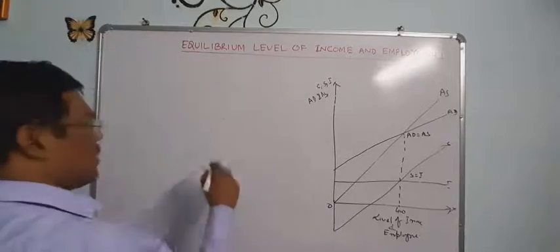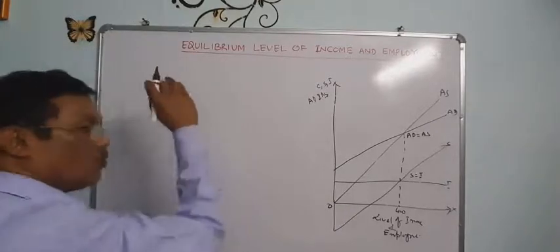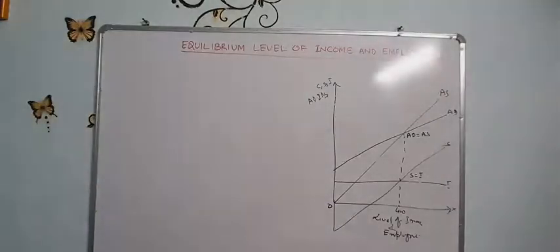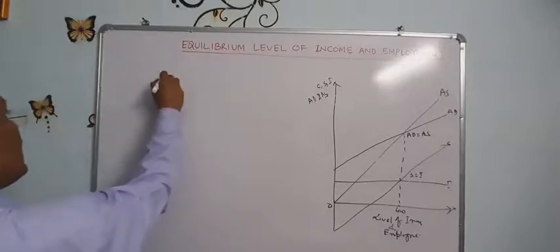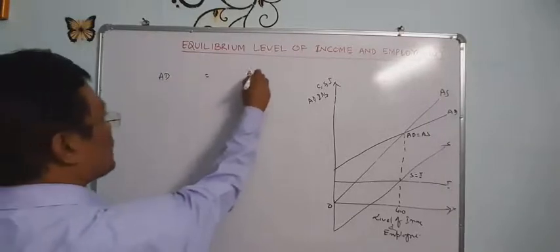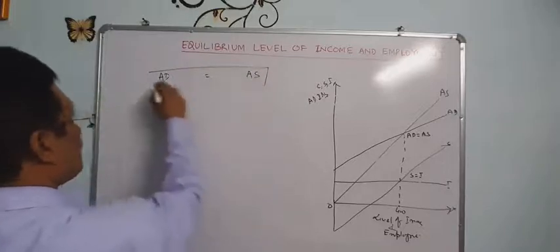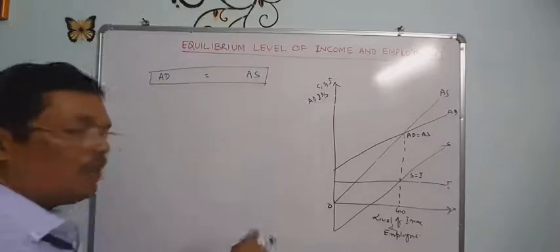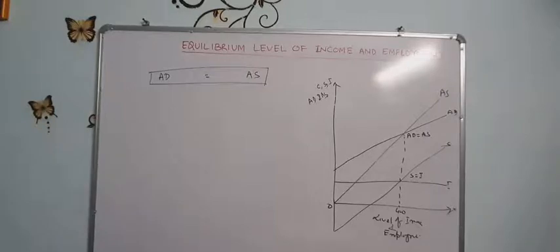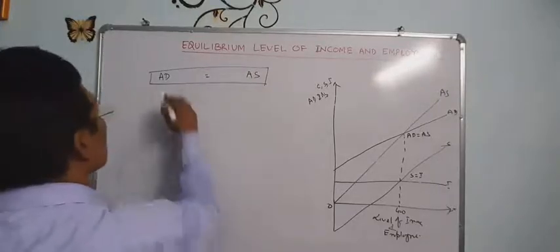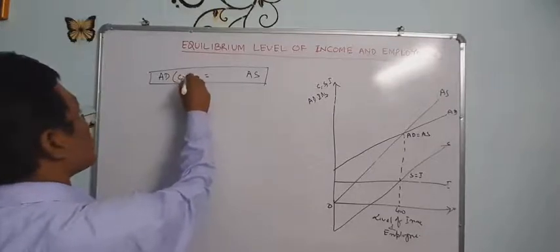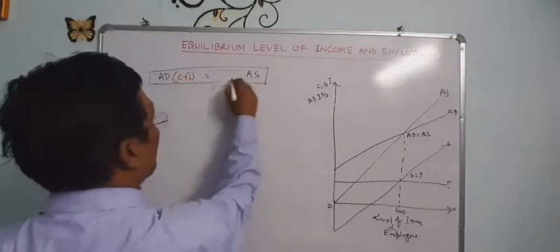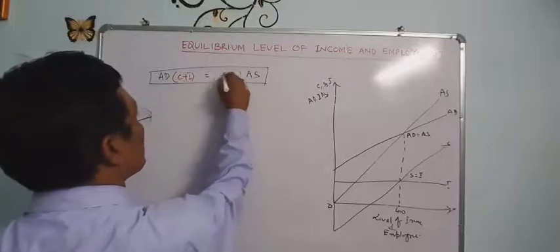So I have already discussed that the equilibrium level of income will occur, as per Keynes, where AD equals AS. This situation is known as the equilibrium level of income and employment. So AD means consumption plus investment, and AS is consumption plus saving.